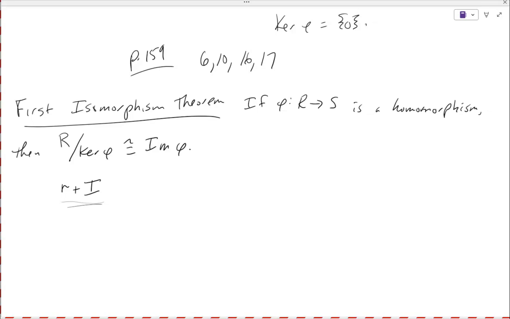So let's define a new function, I'll call it psi, of R plus I, and this will just be equal to phi of R. So psi here is going from the set of cosets to the image of phi, certainly.